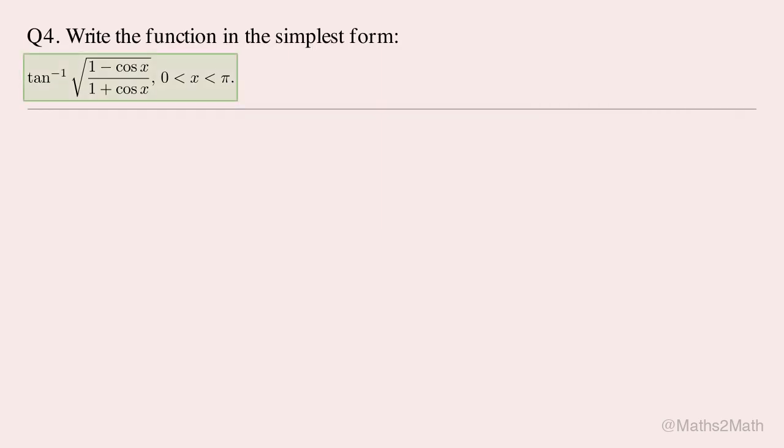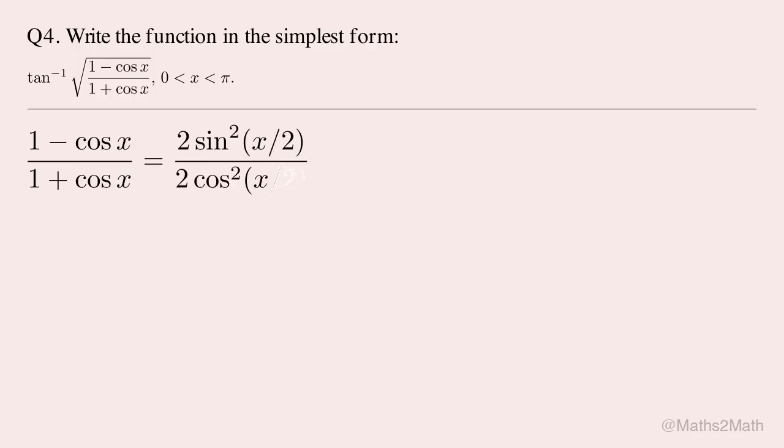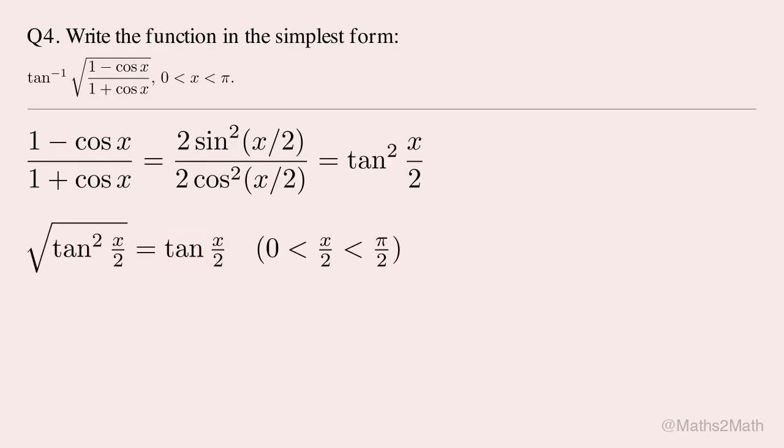Question 4. A square root of 1 minus cosine x over 1 plus cosine x, the half-angle identities are built for this. X lies strictly between 0 and pi. Replace the numerator and denominator with their half-angle forms, 2 sine squared x by 2 and 2 cosine squared x by 2. The square root of tan squared is tan itself here, since x by 2 is in the first quadrant where tan is positive. So we have tan inverse of tan x by 2, which is simply x by 2.